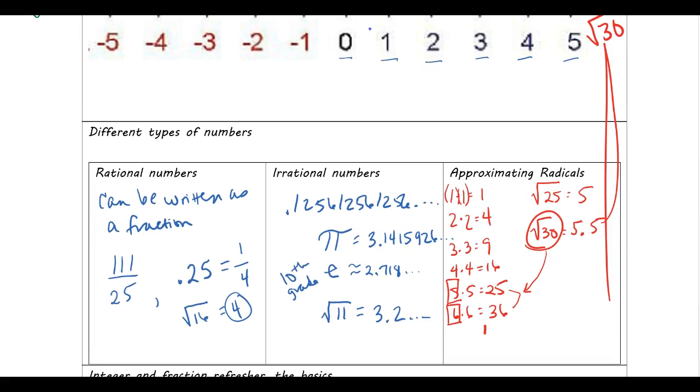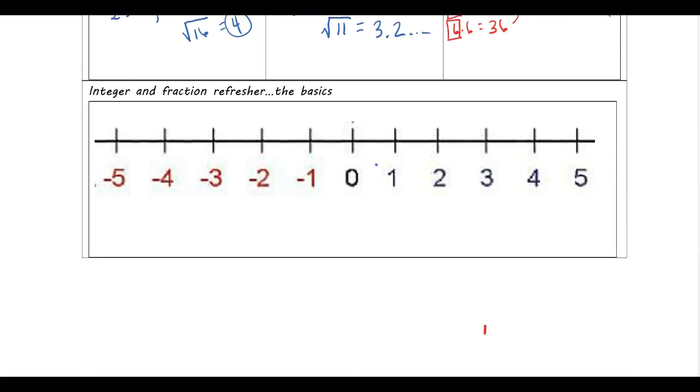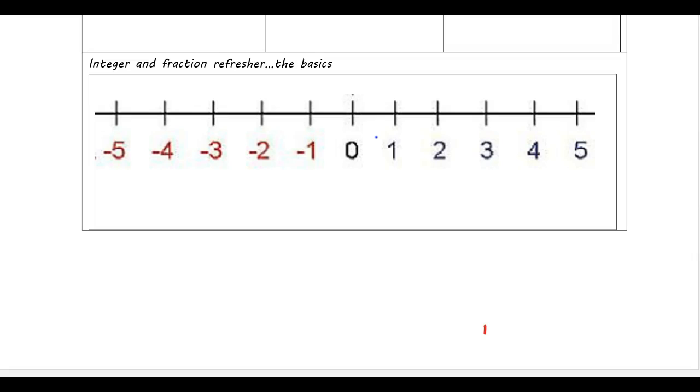Okay, so now that we've talked about different types of numbers, we're going to talk about integers and fractions, and it says here just the basics. The idea would be, how do I place numbers in the right spot on the number line? That's going to be the number one thing. Well, if it's a whole number, guys, it's super easy. It's almost dumb to talk about.